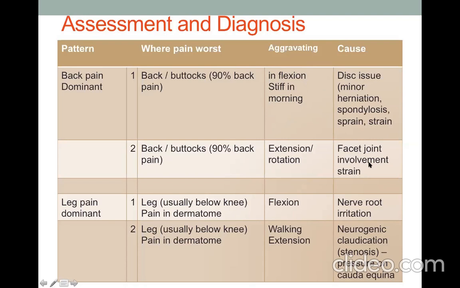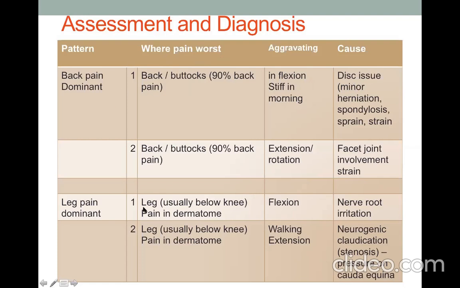Now, just to give you one hint: in extension, the facet joint gets locked. That's the reason why they cannot perform the extension movement and it gives rise to pain. However, in flexion, the disc has a high chance to come out, just to put it very simply. That's the reason why most minor disc issues have predominantly back pain.